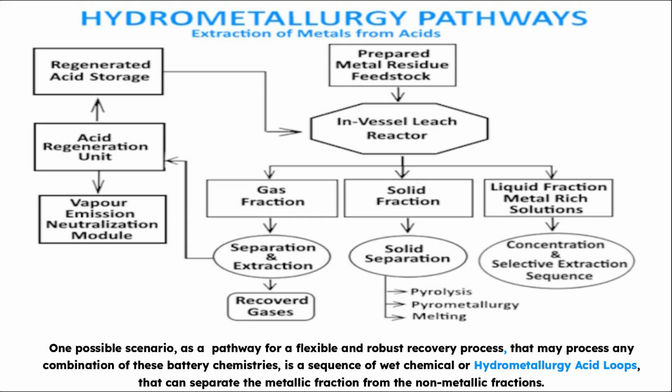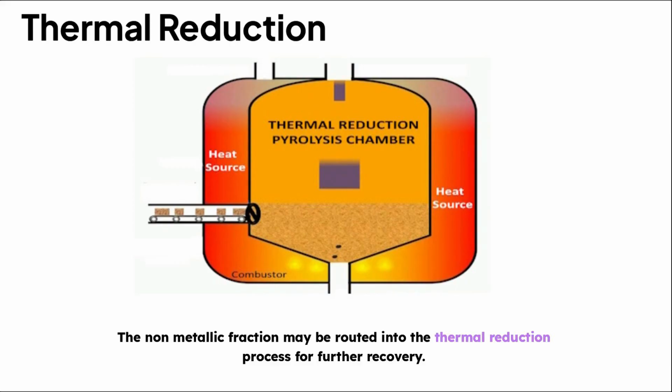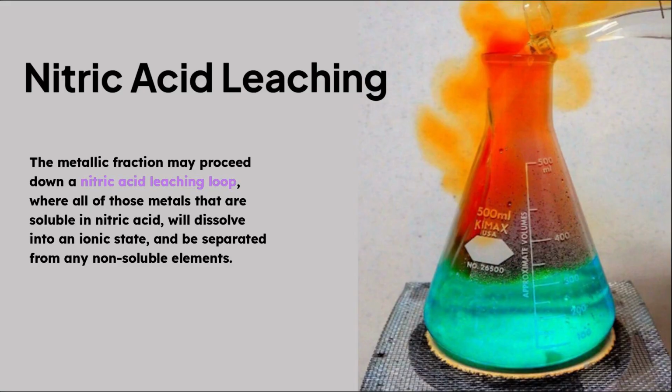One possible scenario, as a pathway for a flexible and robust recovery process that may process any combination of these battery chemistries, is a sequence of wet chemical or hydrometallurgy acid loops that can separate the metallic fraction from the nonmetallic fractions. The nonmetallic fraction may be routed into the thermal reduction process for further recovery. The metallic fraction may proceed down a nitric acid leaching loop, where all of those metals that are soluble in nitric acid will dissolve into an ionic state, and be separated from any non-soluble elements.